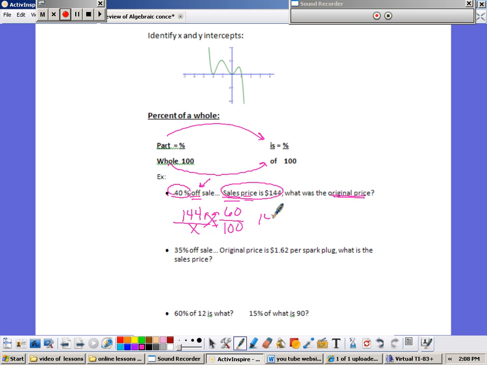Cross multiply. 14,400 equals 60x. Divide by 60. 14,400 divided by 60 gives me $240. So my original price was $240.